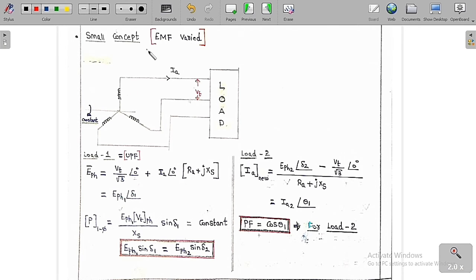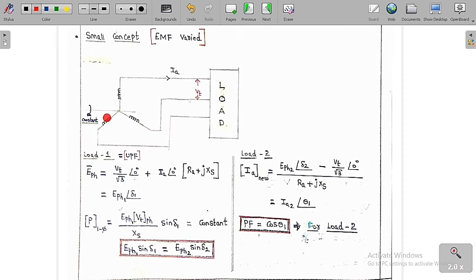the mechanical input is always constant. It is a three-phase alternator, and as we give the mechanical input in terms of rotation, it is constant. On the stator we keep the armature coil, and we connect it to a load. This is the terminal line voltage, and this is the line current IA. Let me assume the initial load is a UPF load.